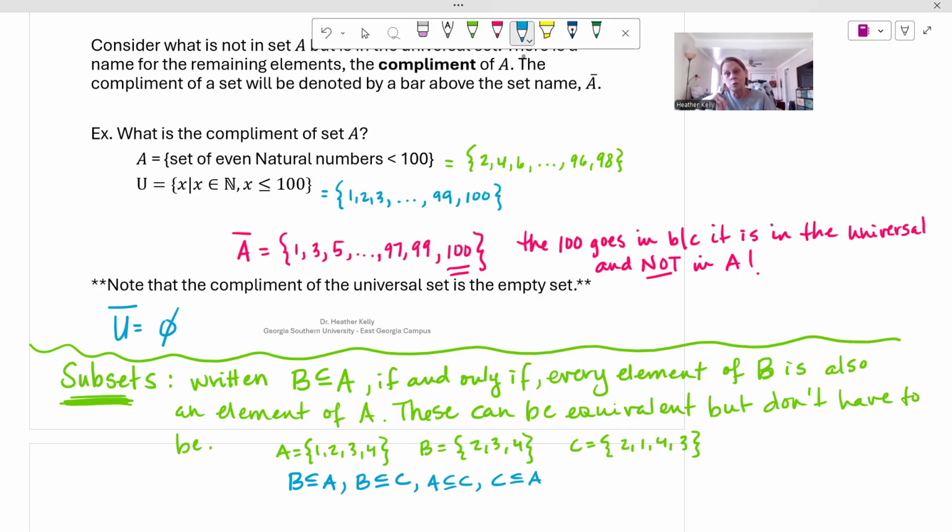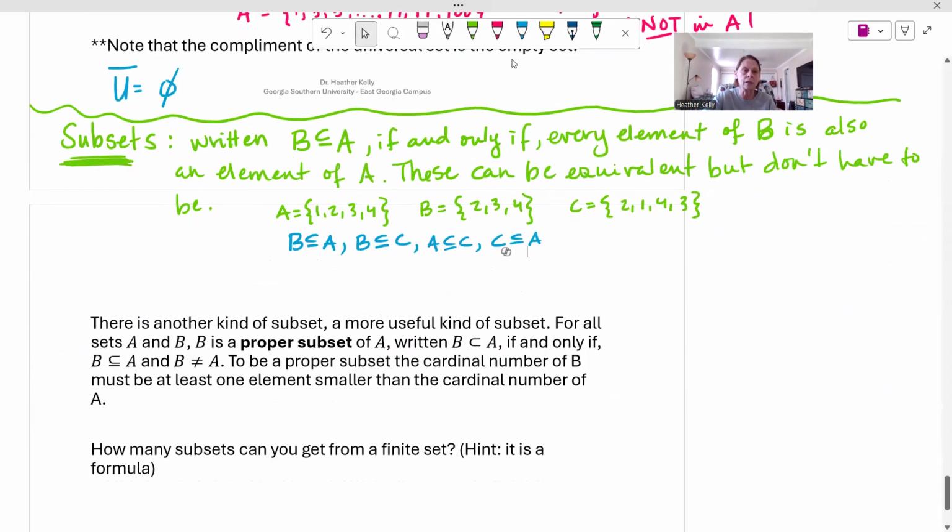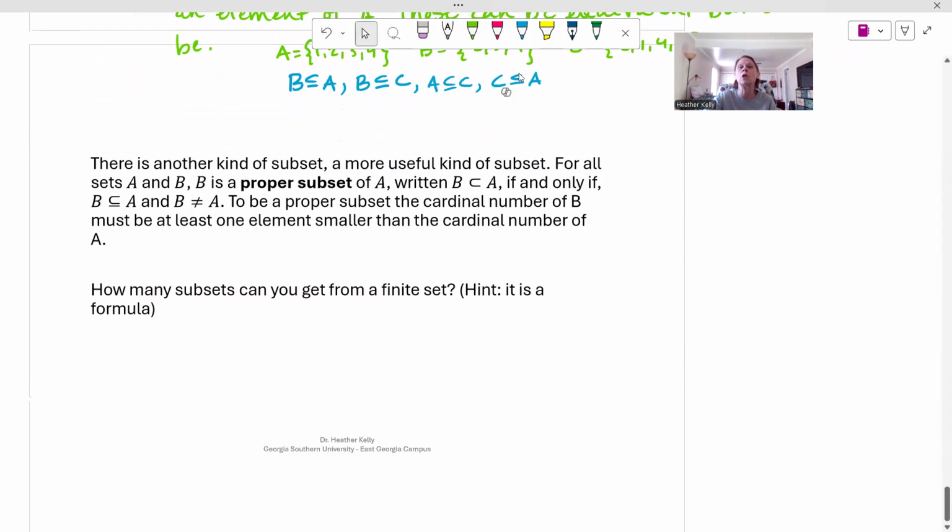But we're not really going to deal with just plain subsets. We're really going to hone it in and talk about something called the proper subset. The other kind of subset, the more useful kind, says this: for all sets A and B, B is a proper subset of A, and we don't have that little extra line underneath, because remember, when you put a little line underneath, that could mean equal to. That's really the difference there. So it is just this sideways C, this long skinny C.